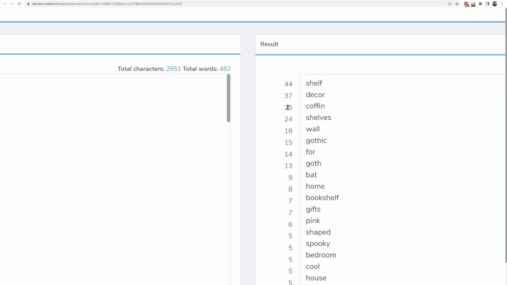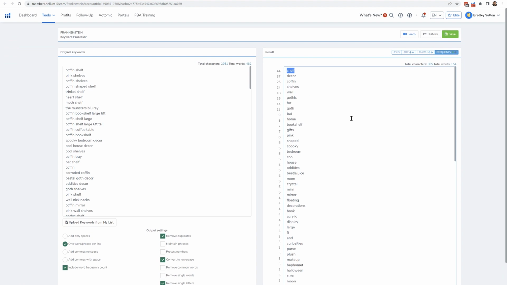Now, what does that mean? That means that, let's say I want to be indexed for all 150 of those phrases. As long as I have shelf in it, I have a chance at indexing for 44 of those phrases just by having shelf. Now, of course, I have to put in the other keywords that made it up, but this really shows me what are the most relevant keywords for my phrases here. Shelf, decor, coffin, wall, and gothic are the most right there.